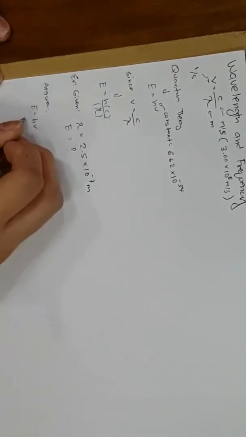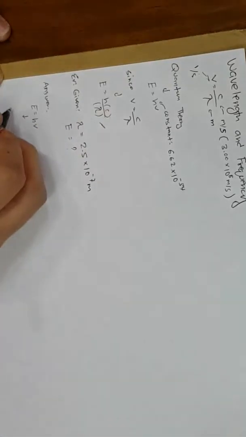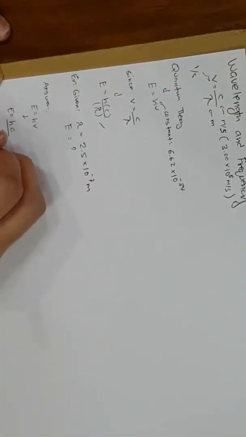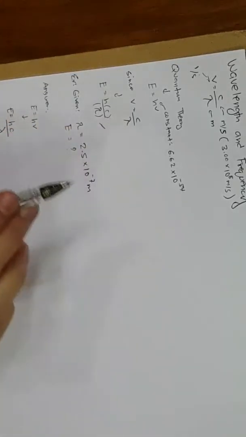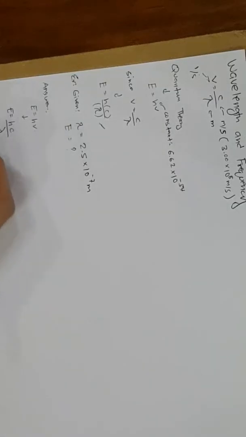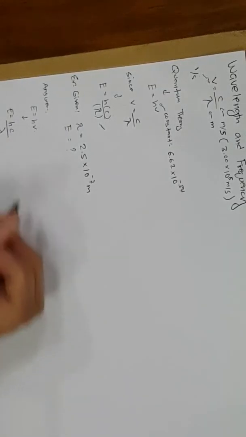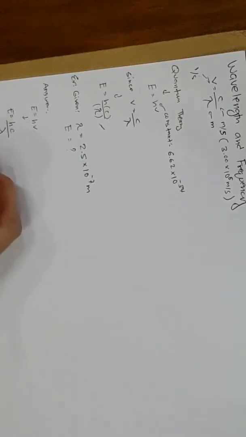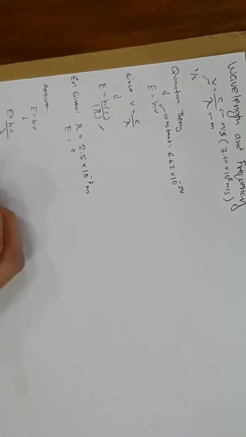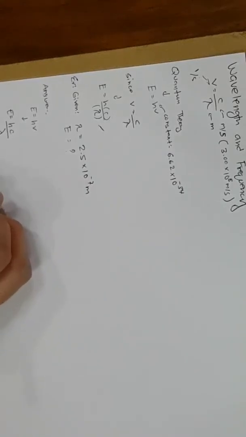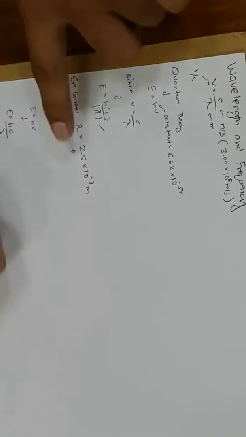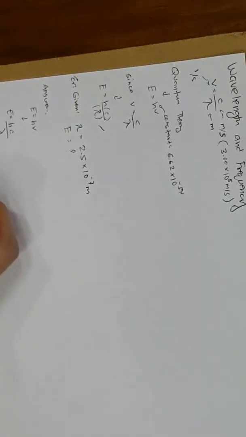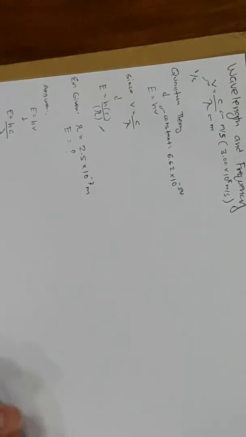But we can further use this formula here, since we do not have any given for frequency. We don't have a V. Yes, you can just expand the formula. So by using H, Planck's constant, and speed of light, over our wavelength, which is here, 2.5 times 10 to the negative 7 meters.